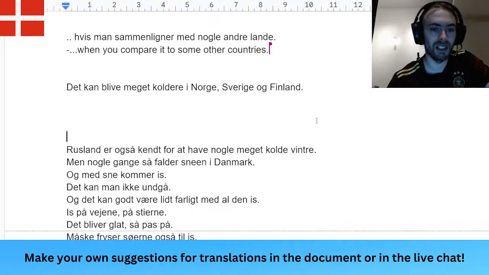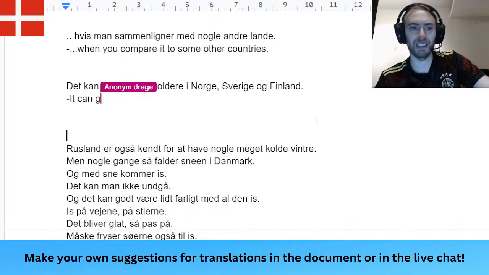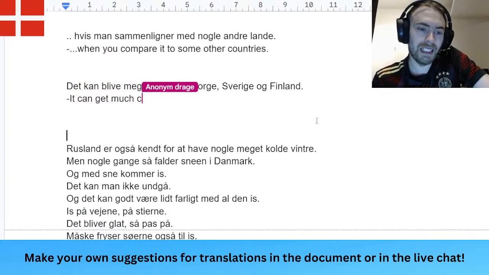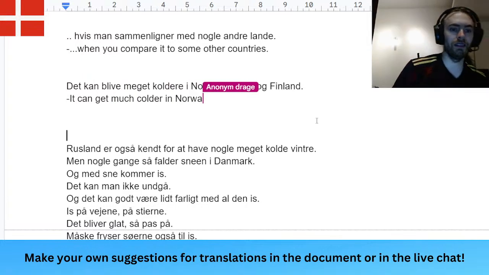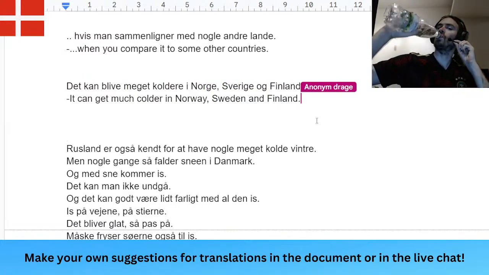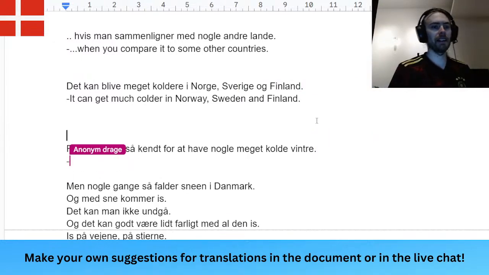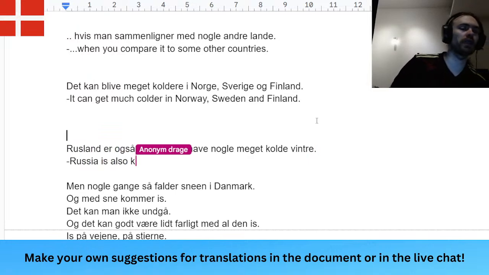Det kan blive meget koldere i Norge, Sverige og Finland. Skal jeg få noget vand? That's right. It can get much colder in Norway, Sweden and Finland.